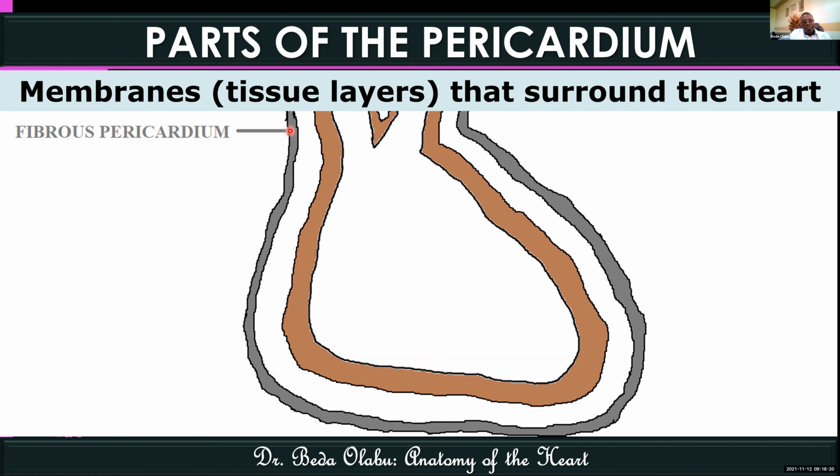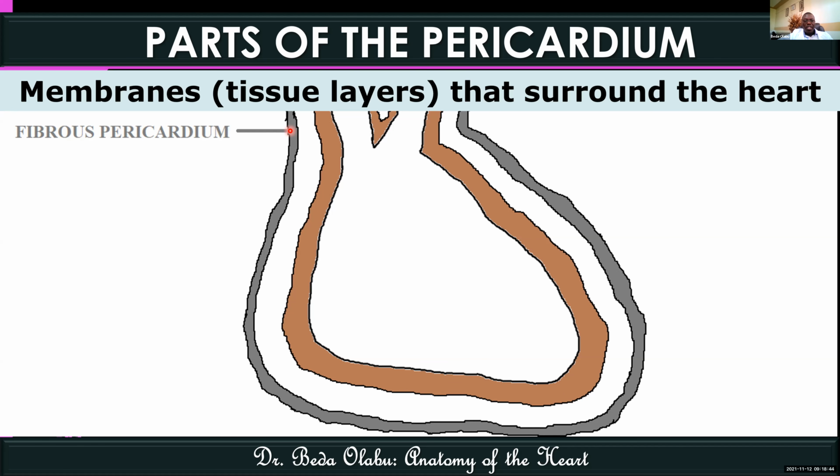Fibrous pericardium is a connective tissue layer that surrounds and protects the heart. So this is fibrous connective tissue. That is why we call it fibrous pericardium. The main aim is to protect the heart. That is one of the layers of the pericardium.